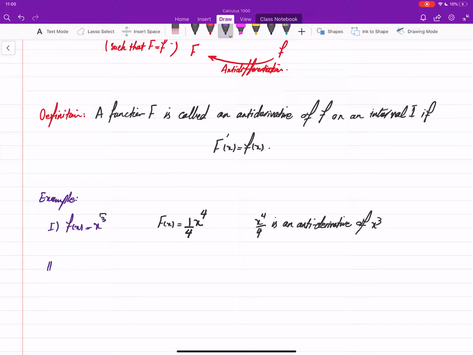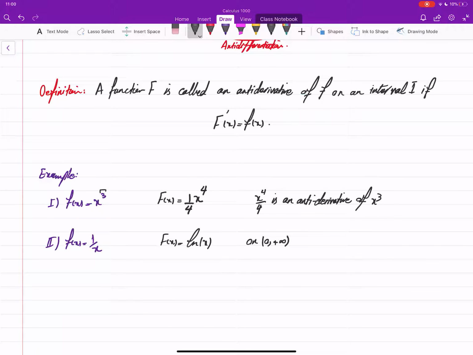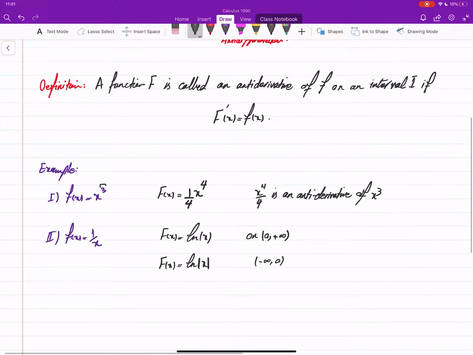How about a function like f of x equals 1 over x? Well, what is the function whose derivative is 1 over x? We know that this is the famous function ln x on the interval, actually, the interval we consider here is 0 to plus infinity. If you like, on negative infinity to 0 we also have a function whose derivative is 1 over x, and that is ln of the absolute value of x.